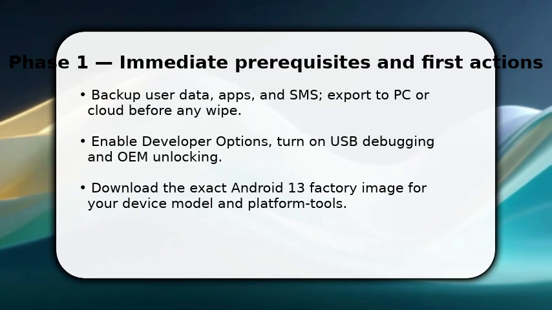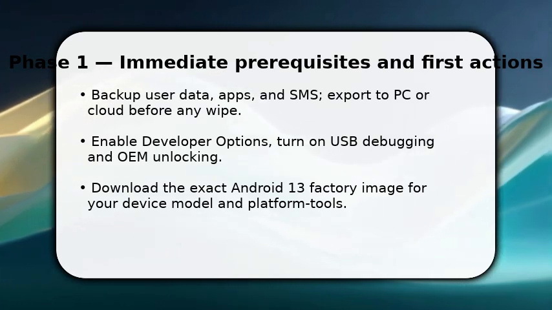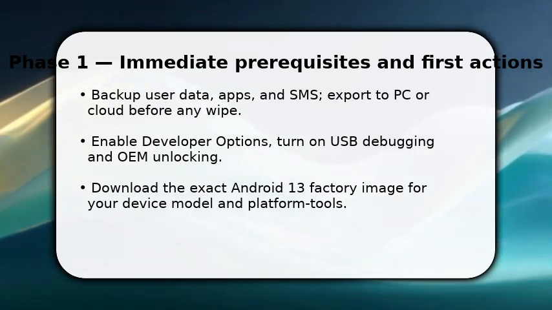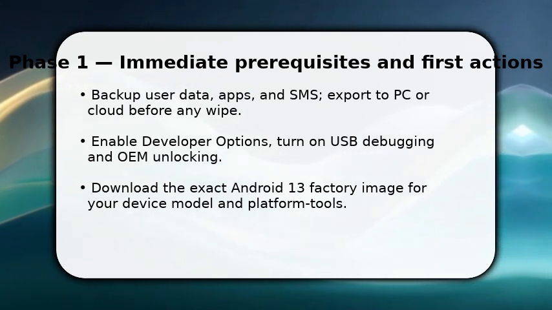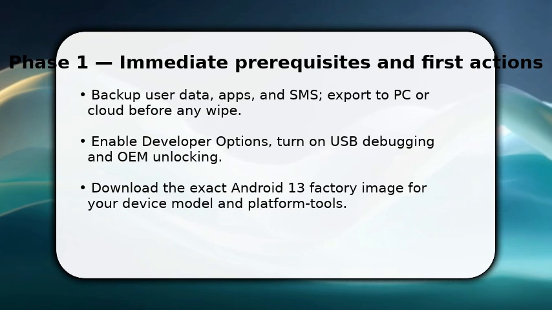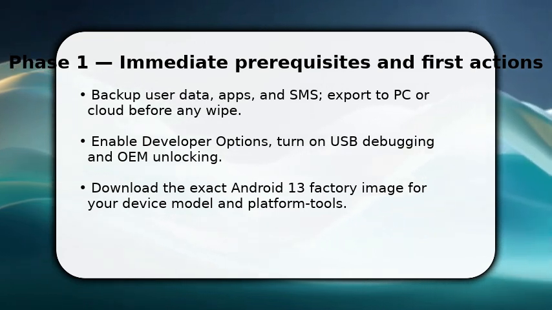You begin by making a full backup because downgrades wipe data. Once done, export critical files. Next, enable developer options and toggle USB debugging and OEM unlocking so the bootloader can be changed.